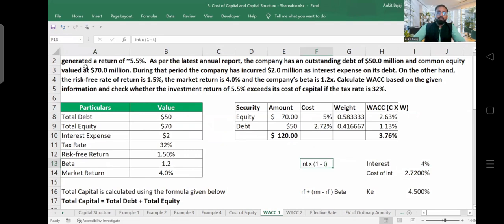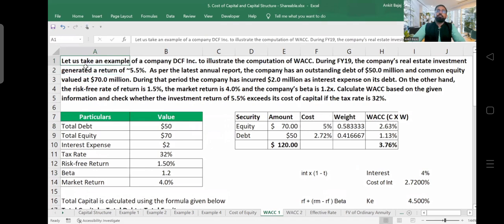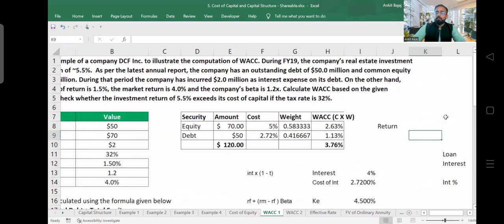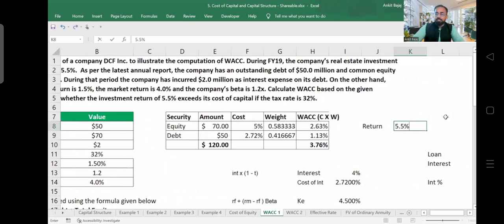I will show you the last question. So if you see the first line, what does it say? Let us take an example of company DCF Inclusive to illustrate the computation of WACC. During the financial year, the company's real estate investment generated a return of 5.5%. What is the return of the company here? The return or profit margin of the company is 5.5 percent, right?